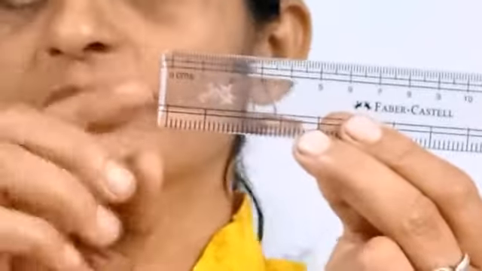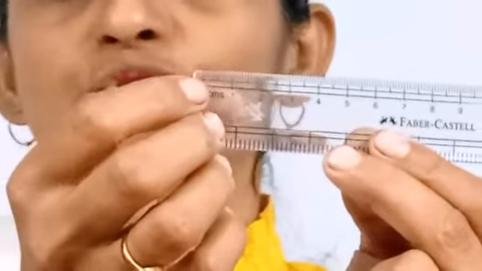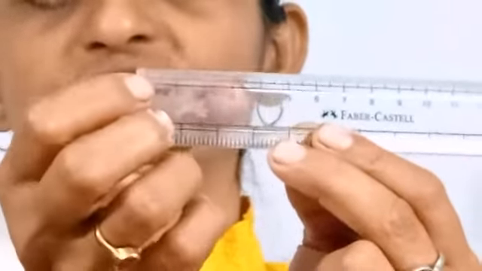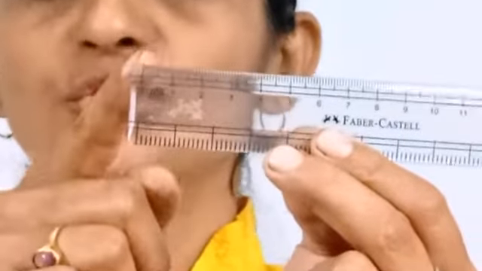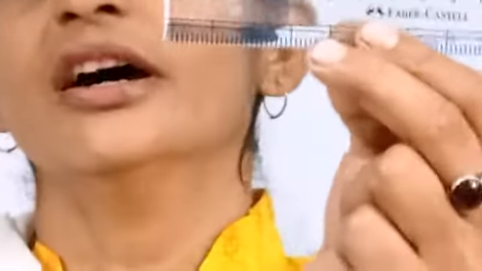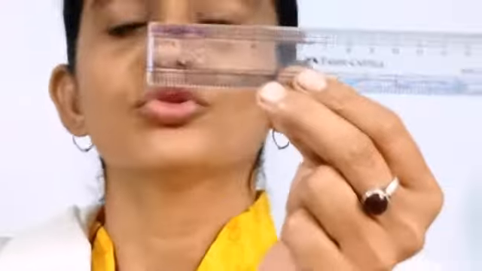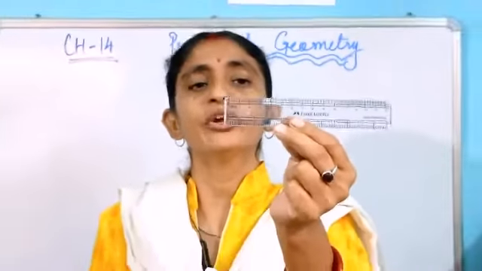That means what is the measure? The gap between 0 to 1, 1 to 2, 2 to 3, 3 to 4. That means the distance between 0 to 4, that is the length of the line segment, is equal to 4 centimeter. Now suppose you are asked to draw a line segment of 5.5 centimeter.